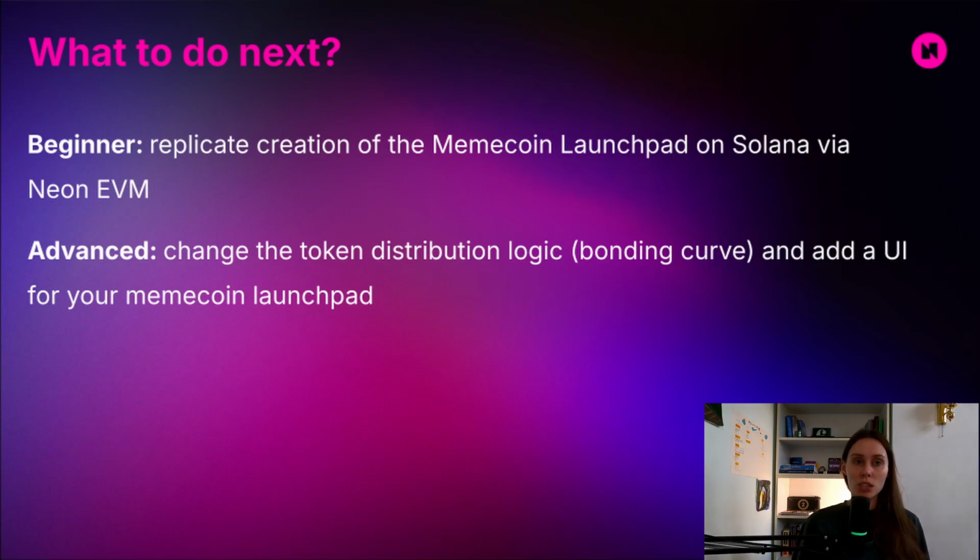So what we've done today is that we deployed our memecoin launchpad with the bonding curve token distribution logic. Then we tested how our memecoin launchpad interacts with Solana through Neon EVM's composability feature and its on-chain libraries. We've had a look at what exactly one of those libraries does, and next time we are going to go into detail into those libraries and see how to create ones ourselves.